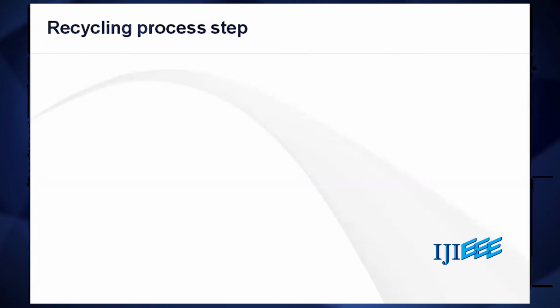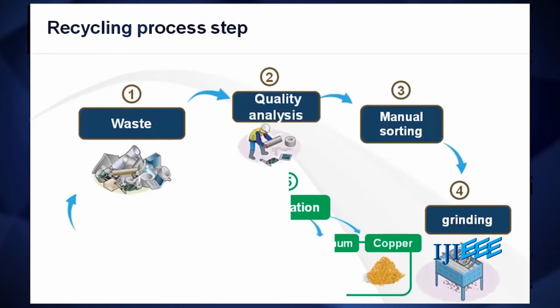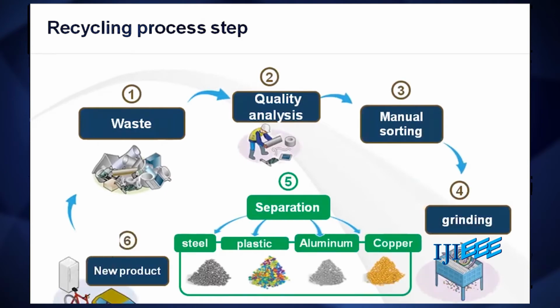So for better recycling of waste, the recycling stages for treatment of waste start with the collection of waste, and then analysis of the quality and manual sorting come before grinding of waste into granular products, to obtain at the final stage the pure product for separation.